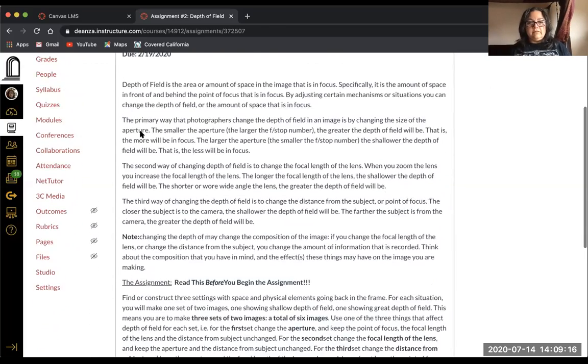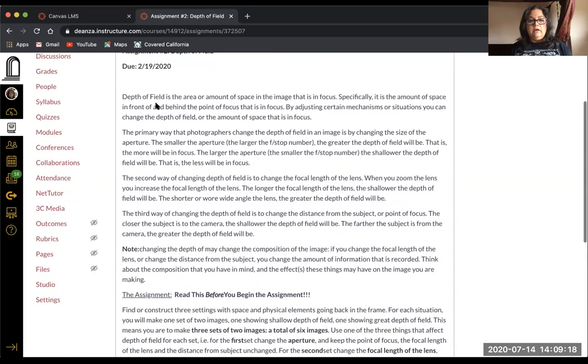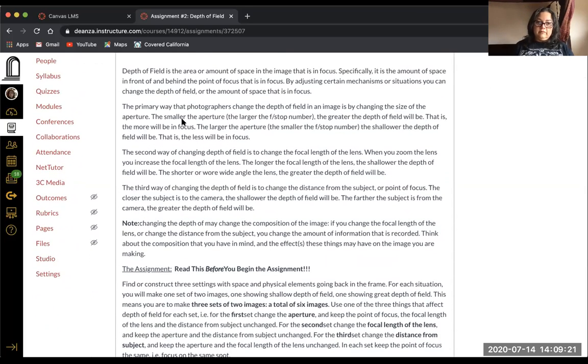Okay, so the second assignment, ignore this due date, deals with depth of field. And in the first part, I give a description again of depth of field, what it is, and the three things that affect depth of field. And then I have a note here. Changing the depth of field may change the composition of the image. So when you just change the size of the aperture and you don't move or change the focal length of the lens, the composition stays the same. It's the depth of field that changes.